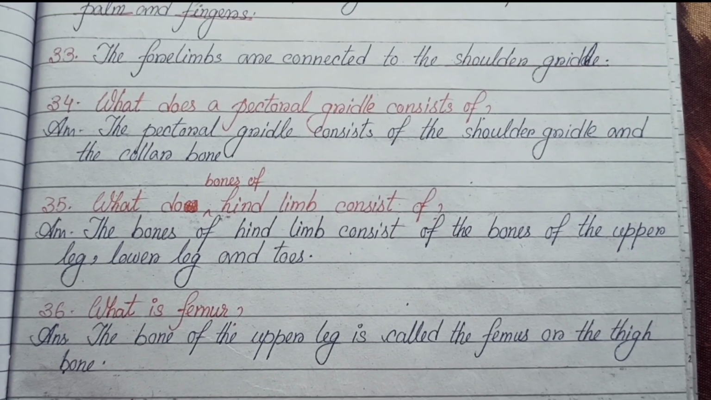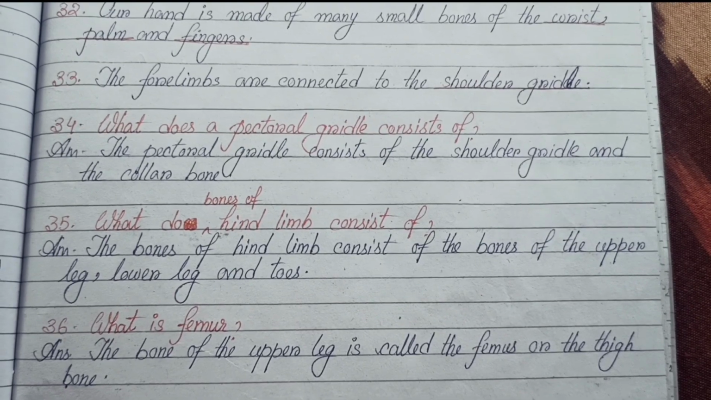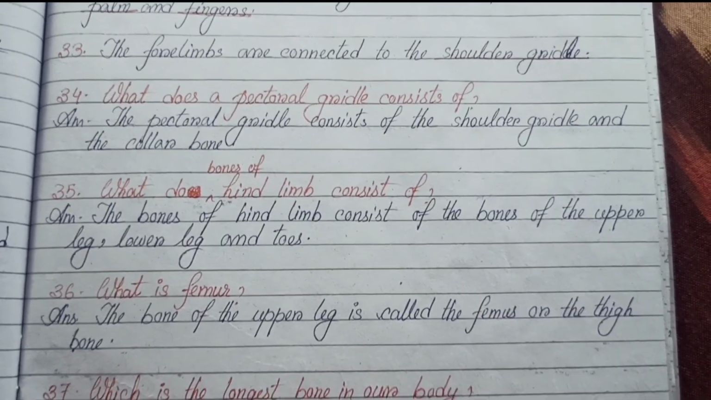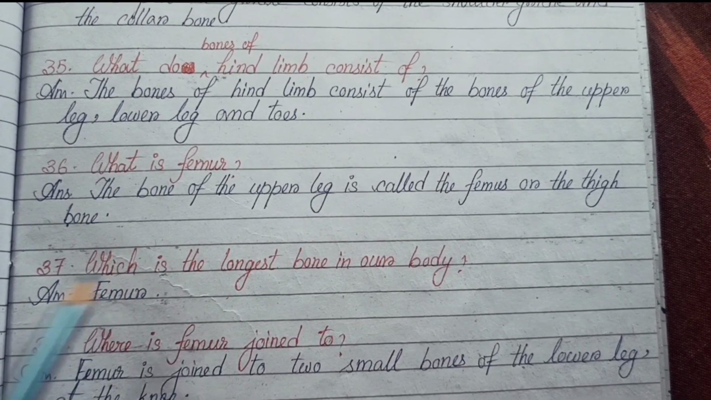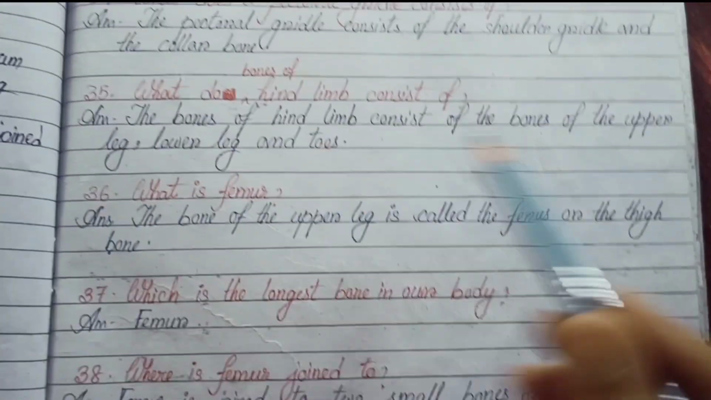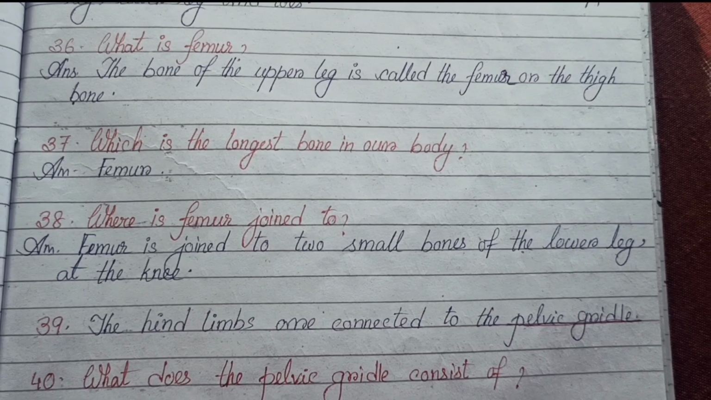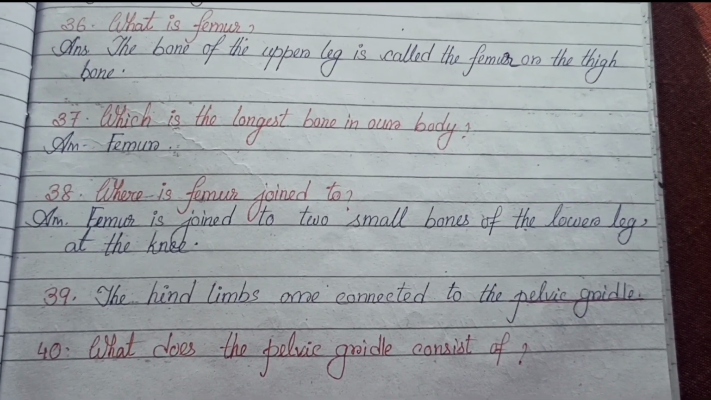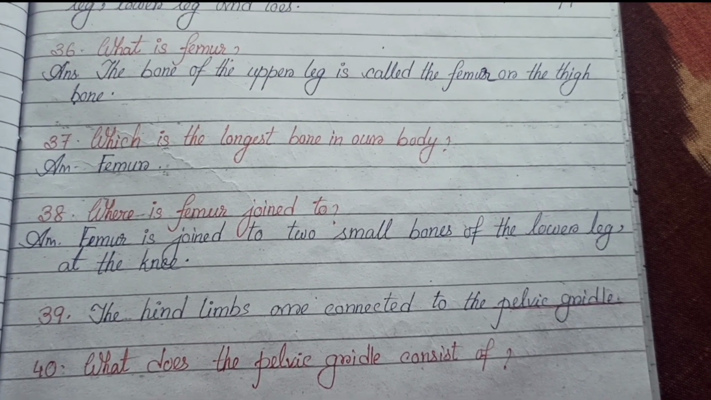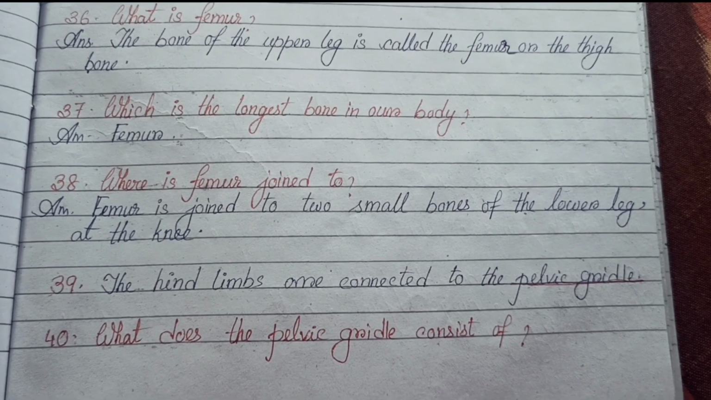Number 35. What do the bones of the hind limb consist of? The bones of the hind limb consist of the bones of the upper leg, lower leg and toes. Number 36. What is the femur? The bone of the upper leg is called the femur or the thigh bone. Number 37. Which is the longest bone in our body? That is the femur. Number 38. Where is the femur joined to? The femur is joined to 2 small bones of the lower leg at the knee.